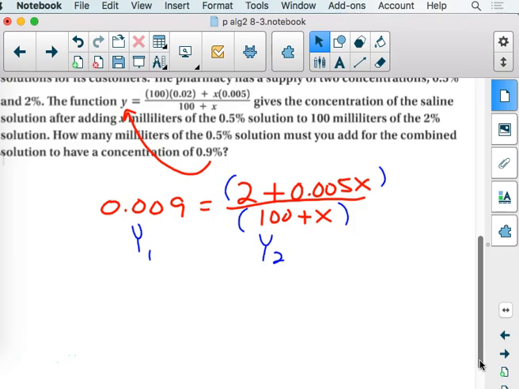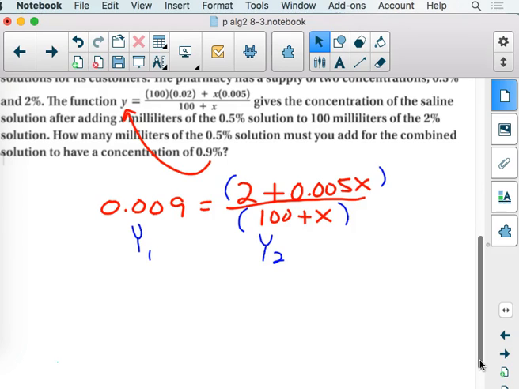0.009. 2 plus 0.005x divided by, alrighty.